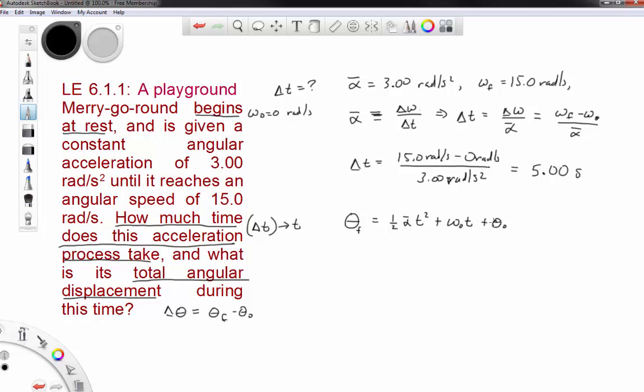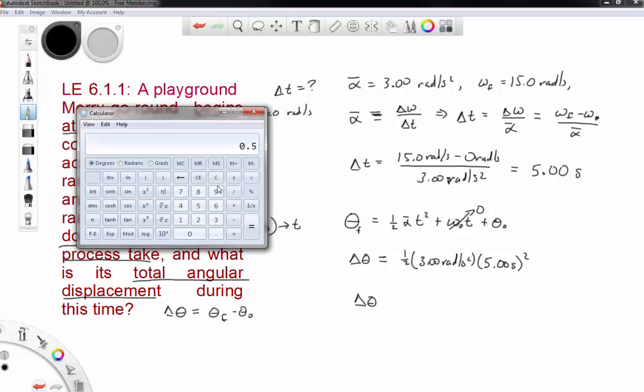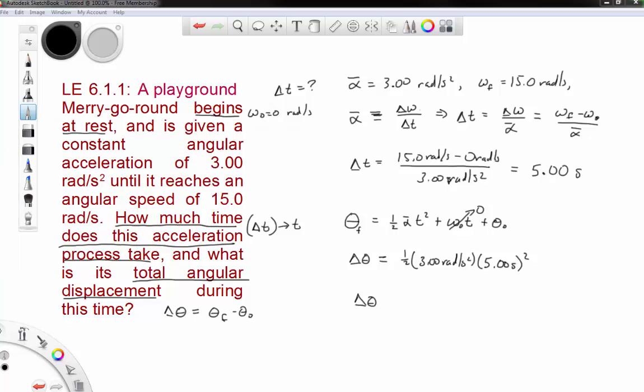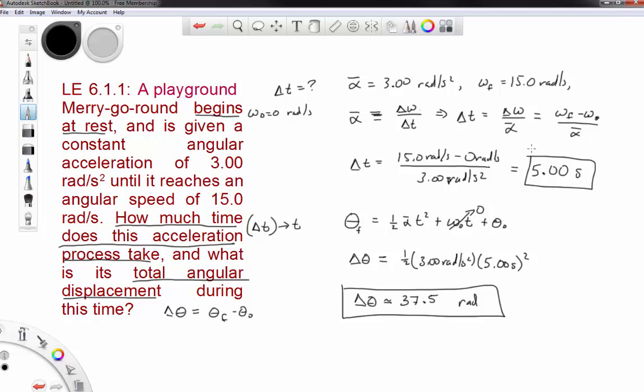So if we subtract the theta initial from both sides, then delta theta is 1/2 times 3.00 radians per second squared times, since we're using this time here, 5.00 seconds, quantity squared, and the initial angular speed was 0. So our change in angular position, or the angular displacement, is going to be given by 1/2 times 3 times 5 squared, which is 25. So that's 37.5 radians. So in this 5 seconds during which the acceleration is occurring, you get 37.5 radians of total angular displacement. So we have now solved this relatively long example.